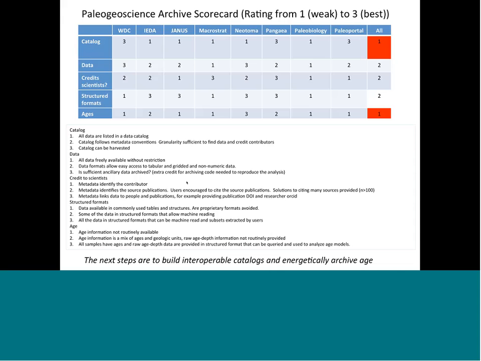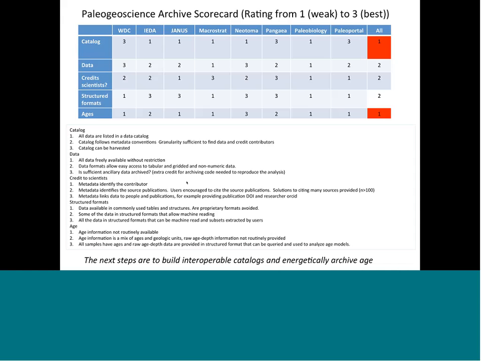looking at whether the data are freely available, and whether sufficient ancillary data is archived, looking at how they credit scientists, looking at whether they structure the data, and looking at how they treat age information. And I just want to point out for now that there are two weaknesses, I think, as we look across all these different archive efforts. One is that we haven't yet achieved this interoperable shared catalog. And so I've highlighted that in red.